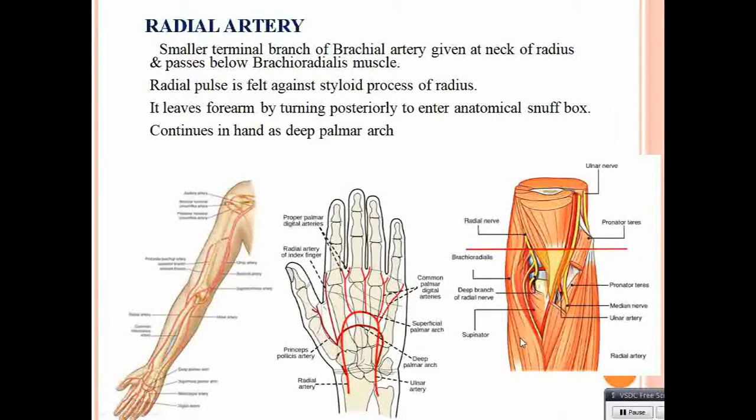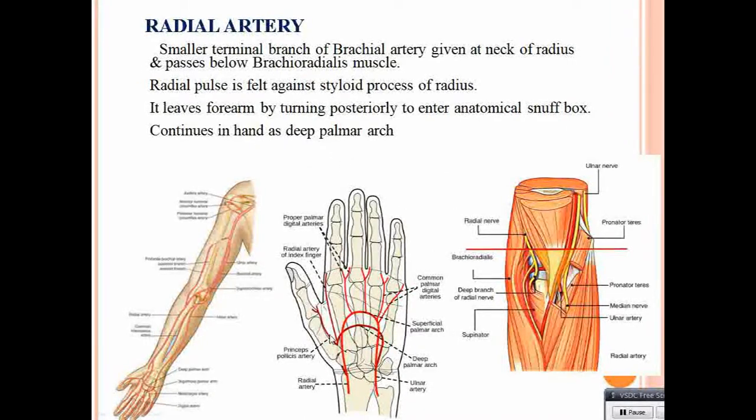Radial pulse is felt against styloid process of radius. In the hand or in the wrist region, we can feel the radial pulsations just anterior to the styloid process of radius. It leaves the forearm by turning posteriorly to enter the anatomical snuff box. So from here, this point, it goes to the posterior aspect of the hand and it enters the anatomical snuff box of the hand. So it goes posteriorly and it continues in the hand as deep palmar arch.